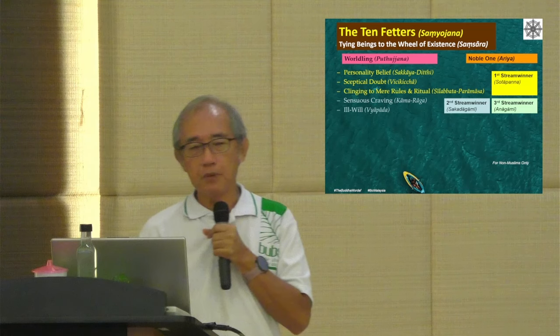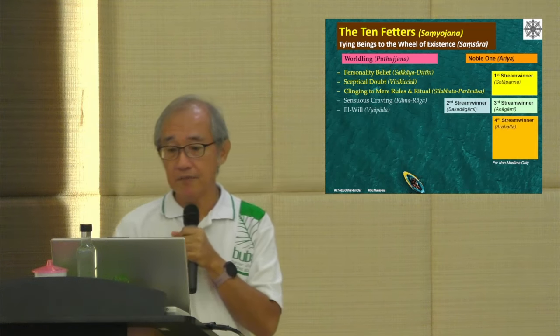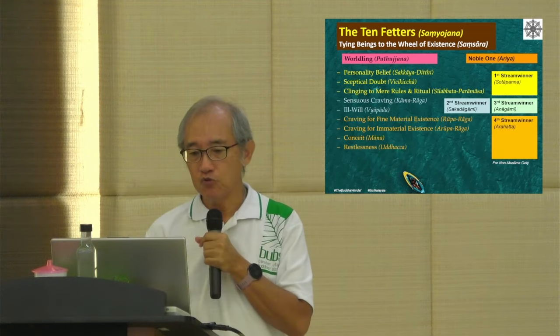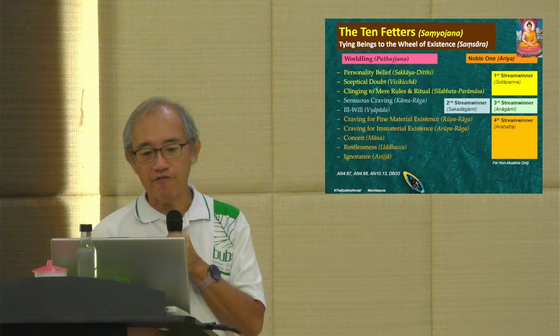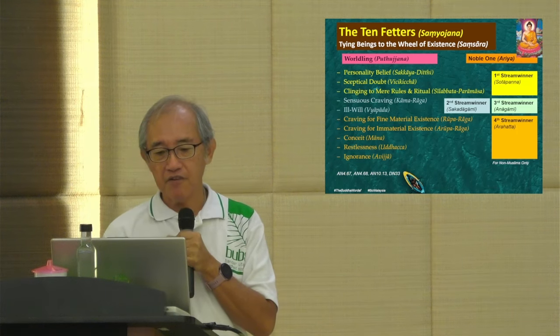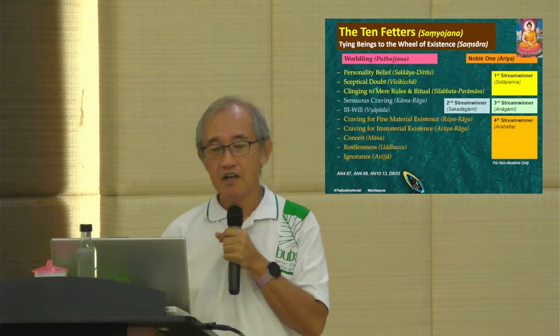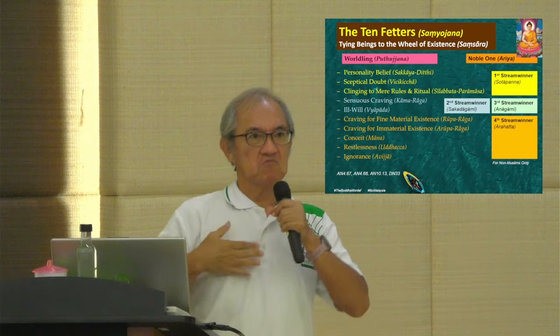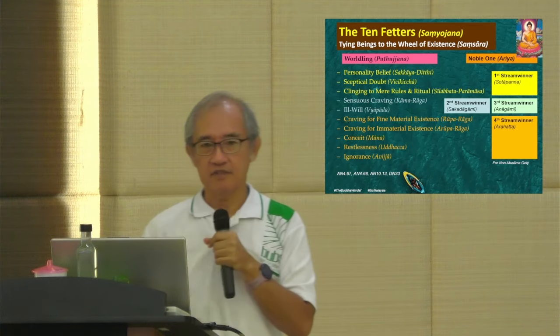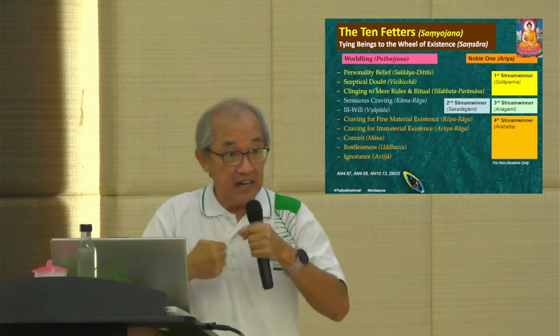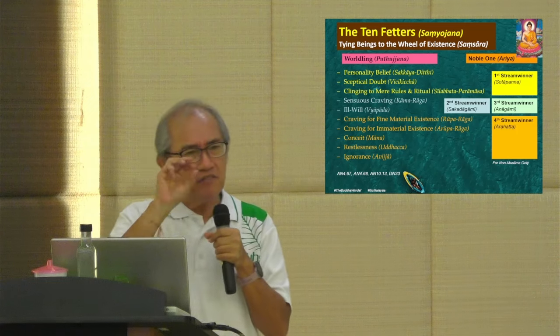And finally, to become a fully enlightened disciple of the Buddha, an Arahat, you have to uproot craving for fine material existence, craving for immaterial existence, and conceit. Conceit means, I know, you don't know. I'm great, this kind of thing. The I is still very strong. Conceit is very, very fine-tuned.